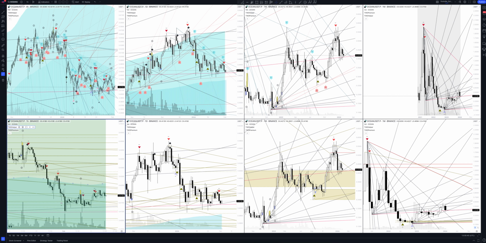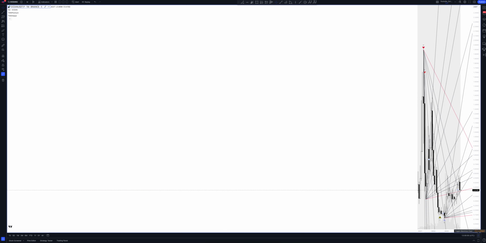Today we will take a look at Ocean Protocol cryptocurrency. Let's analyze the market situation and find out how you can make money on it. Let's start. We always start our analysis from the global market.